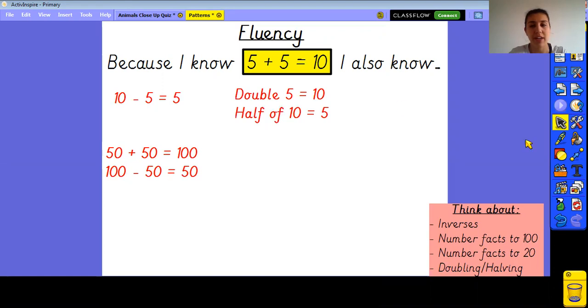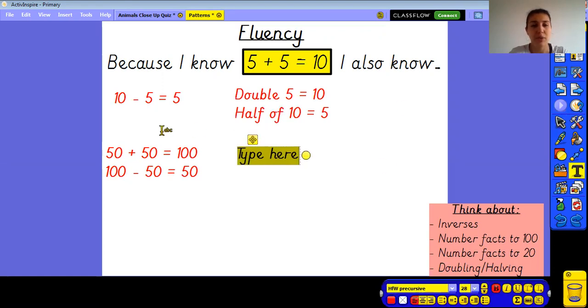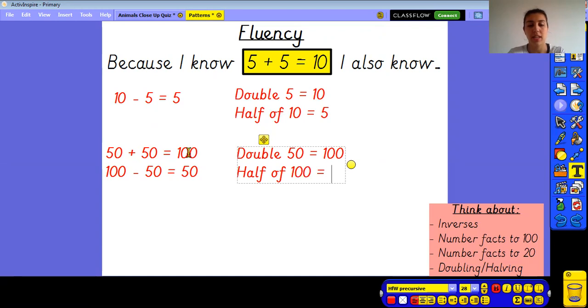And then once again, for this equation here, my two addends are the same. So if I know that double 5 is 10, then I know that double 50 is 100. Double 50 is equal to 100. So then the inverse of that must also be true. Half of, remember when we half, we're starting with our bigger number. So half of 100 is equal to 50. And you could have even gone on and said maybe 500 plus 500 equals 1,000. 1,000 take away 500 equals 500. Double 500 equals 1,000. But those are very big numbers that you will get into more in year 3. But I know that some of you may have already said that.